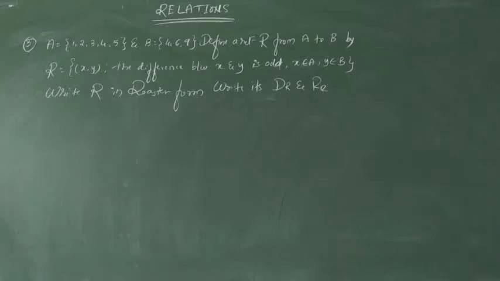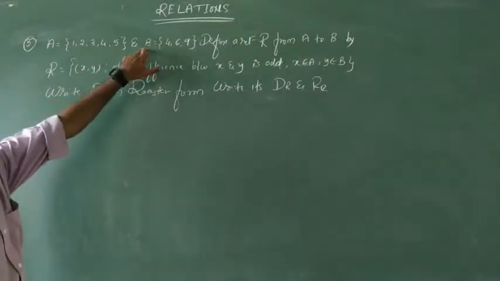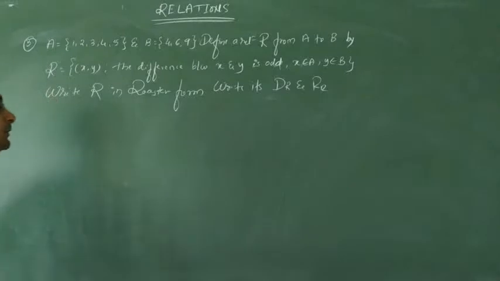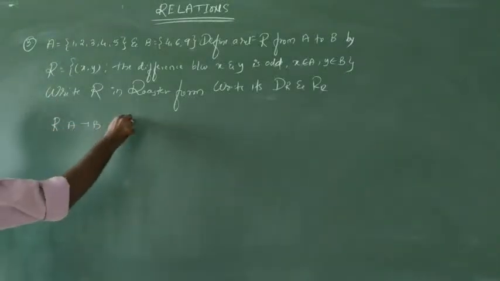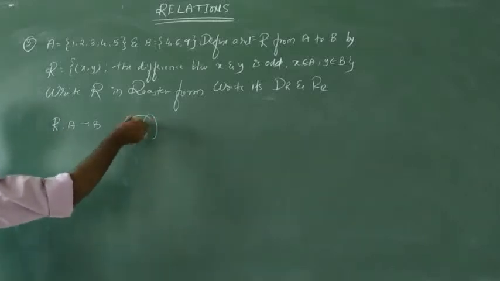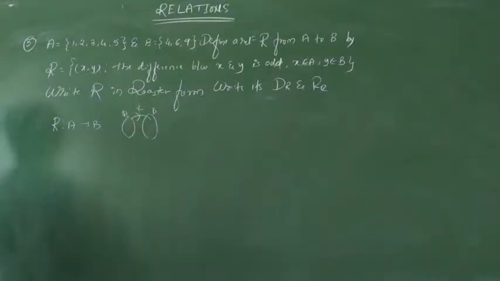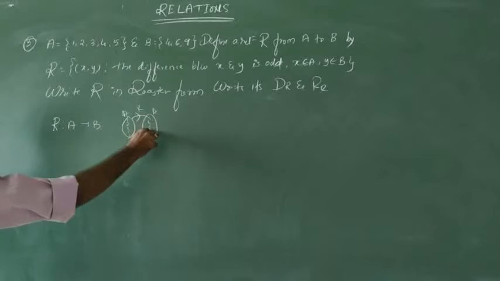In the third example, what are they given? The set A is 1, 2, 3, 4, 5. Set B is 4, 6, 9. Define a relation R from A to B. So they have defined R from A to B. Or else you can show it like this. This is just a rough one that I am going to show here. This is a relation from A to B. Set A has 1, 2, 3, 4, 5. Set B has 4, 6, 9.